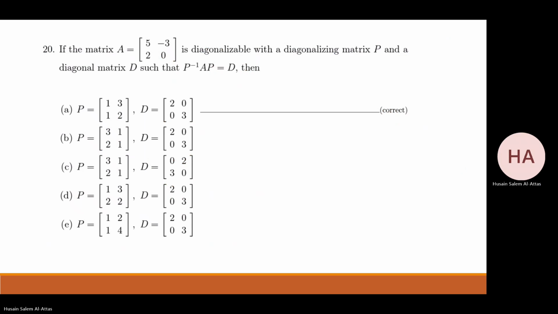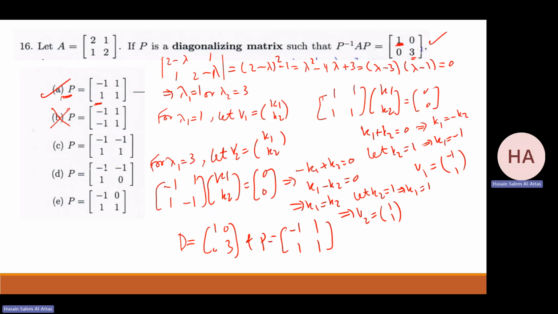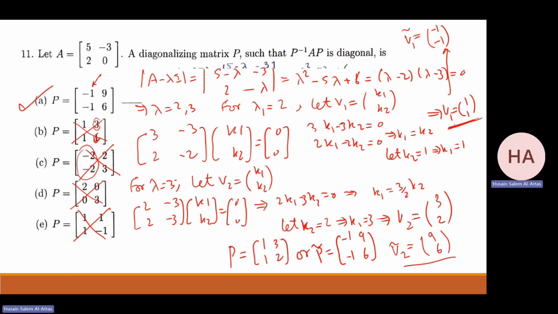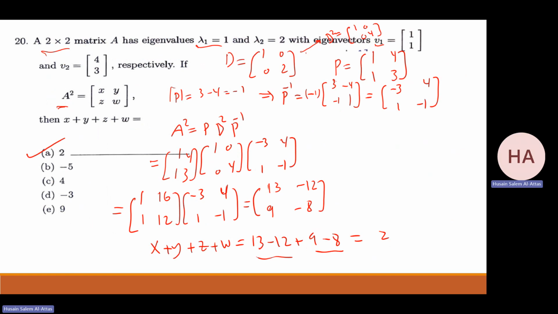Okay. Last one. Same thing. He wanted me to find D and P. So I find the eigenvalues. That will be 5 minus lambda, minus 3, 2 minus lambda. Did I do this before? Yeah, we did this. Let me do it again since it's the last one.